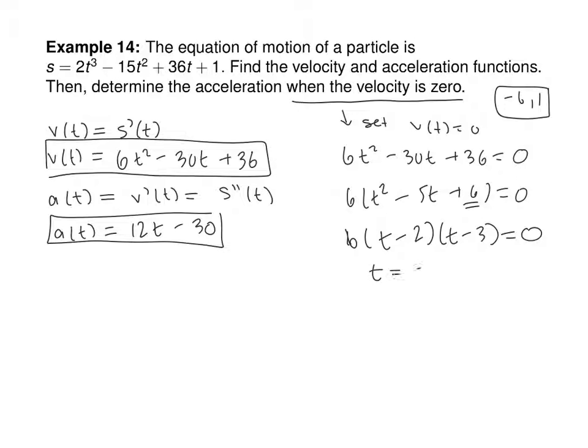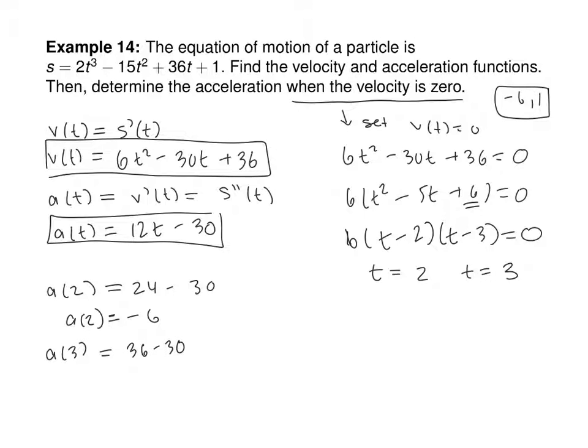Okay, so t is equal to 2 and t is equal to 3. So there are two places where the velocity is 0. And you're asked to find the acceleration at these points. So a of 2 is 24 minus 30, or -6. And a of 3 is 36 minus 30, right? So a of 3 is equal to 6.